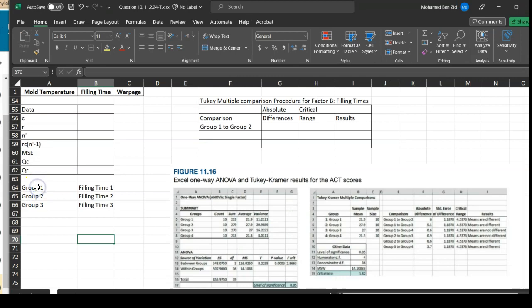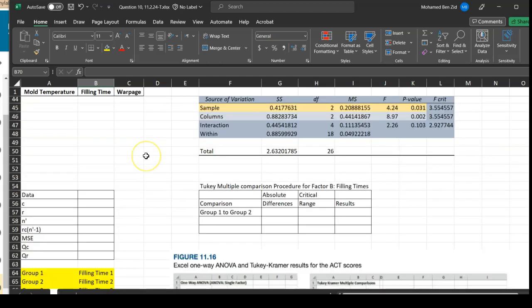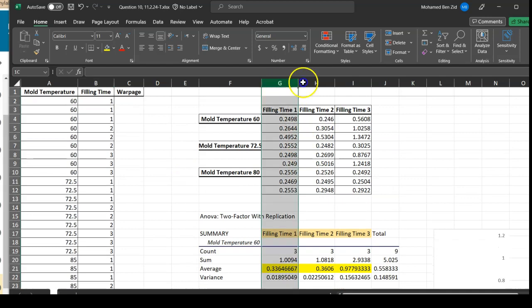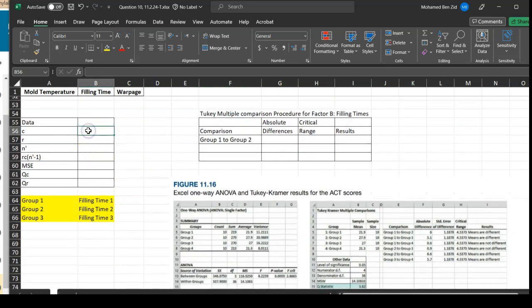Now define my groups. So group 1 is gonna be filling time 1. Group 2 is gonna be filling time 2, and so forth, 3. Now I need to fill up this data. So I need to figure out how many rows and how many columns you have here. So the number of columns, you remember this is our table, right? We have 3 columns and 3 rows, by the way, only 1, 2, and 3, right? So the R and the C are gonna be 3 and 3.